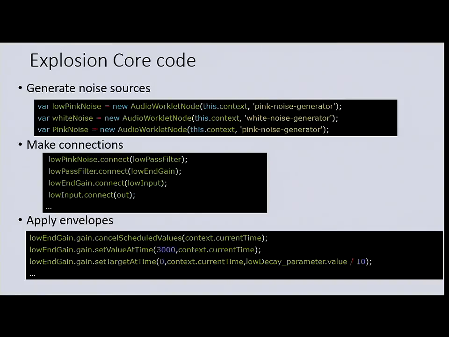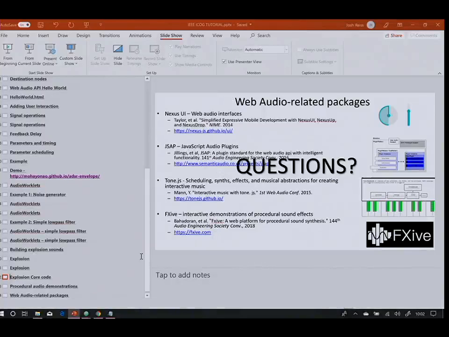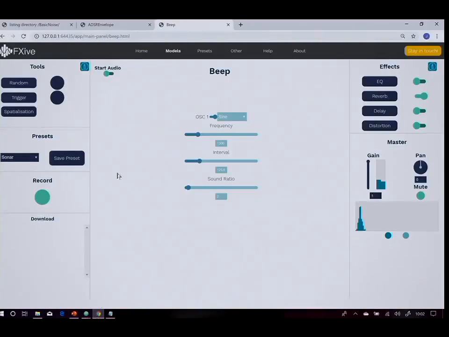with a certain time constant. So it never actually reaches 0, but it exponentially decays that way. And we do that same sort of application of envelopes for the mid-range and the high range. So let's listen to and look at what the explosion is like.